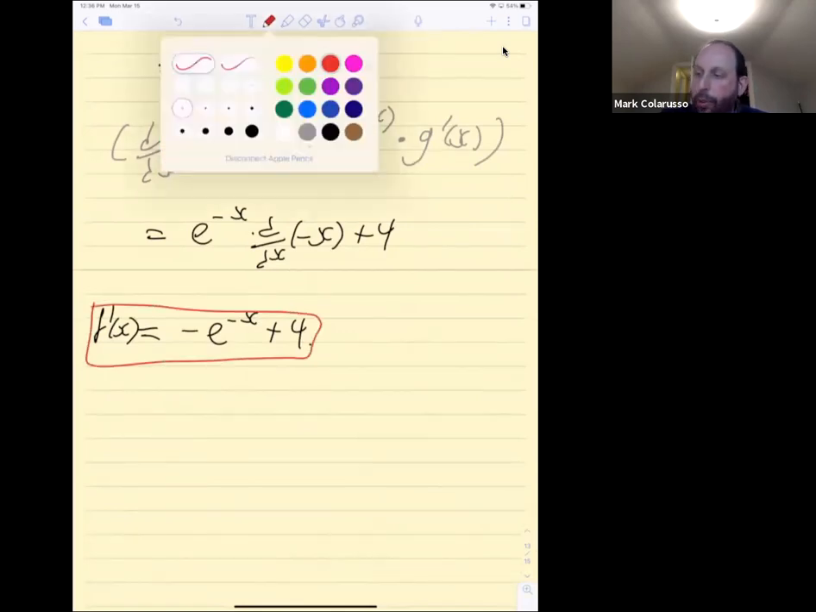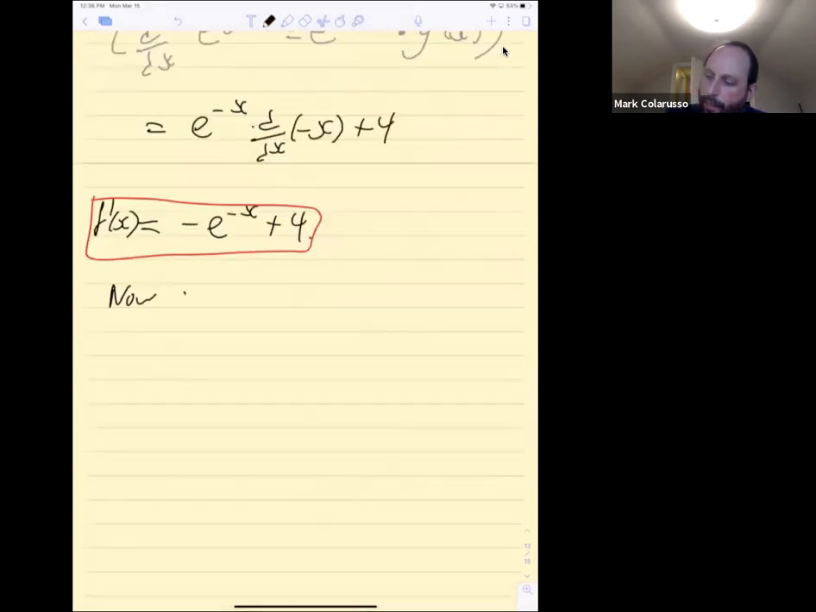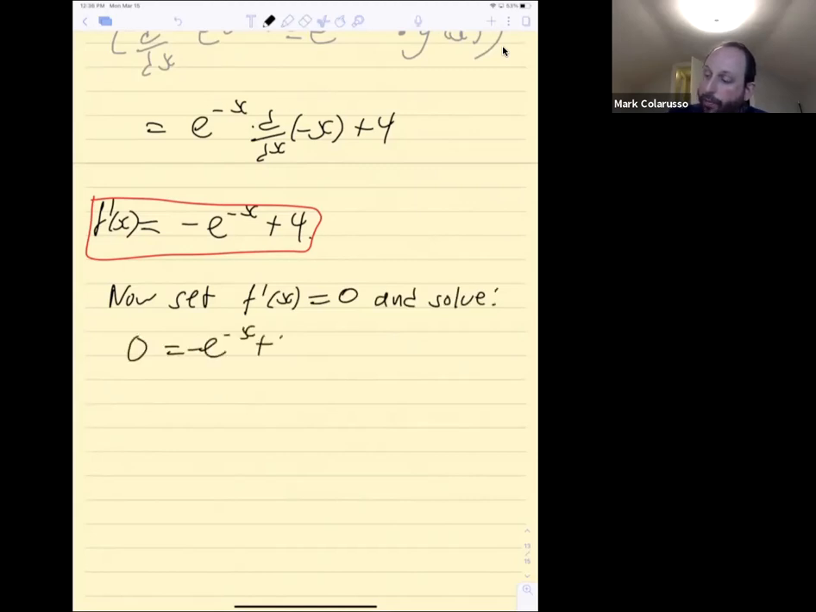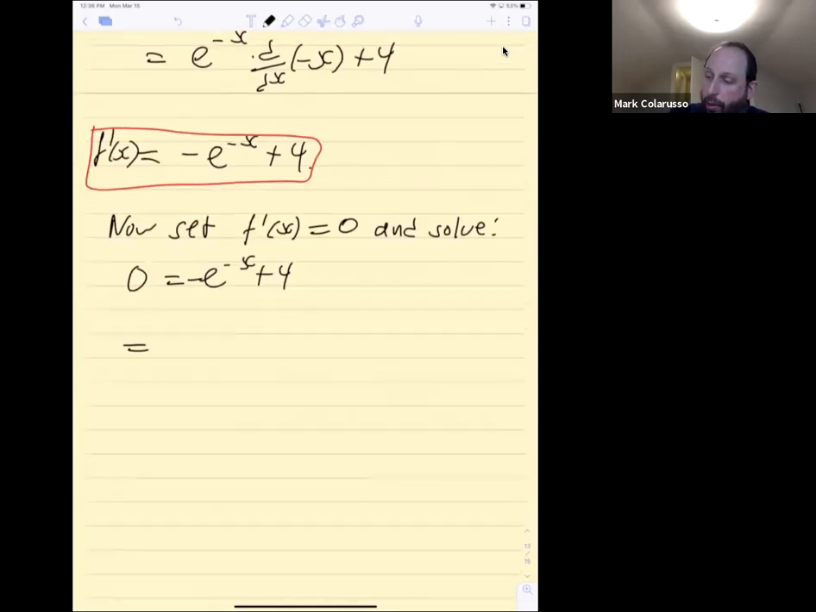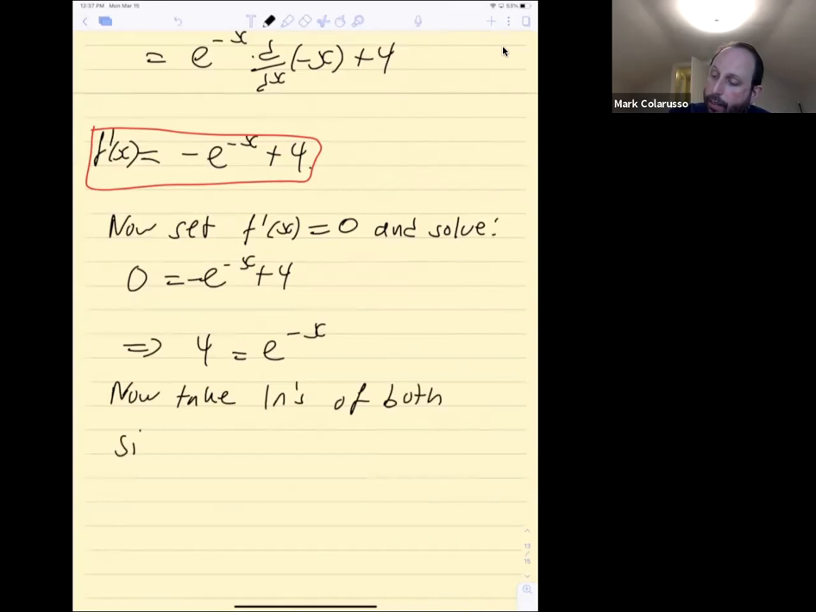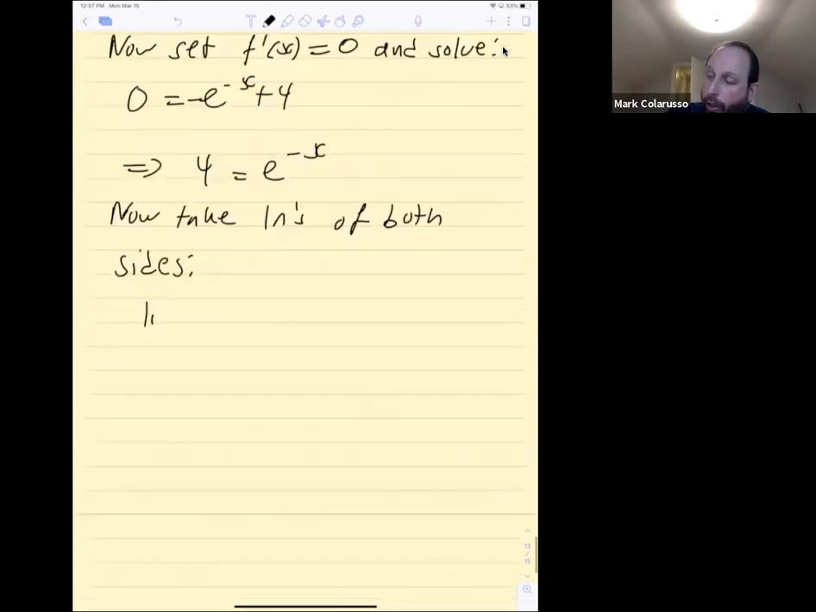We now need to set this equal to 0 and solve. So you get 0 is equal to minus e to the minus x plus 4. And so you get 4 is equal to e to the minus x. Now we can solve this exponential equation. Now we know how to do this. So now take ln's of both sides. So you get ln of 4 is equal to the ln of e to the minus x.